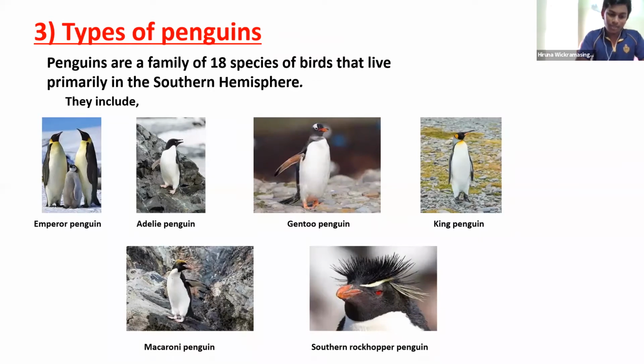The Gentoo penguin is a penguin species in the genus Pygoscelis. It is 30 inches in height and weighs about 12 pounds. On average, Gentoo penguins live to be 13 years old. The next one is the Adelie penguin. The Adelie penguin is a species of penguin common along the entire coast of the Antarctic continent, which is its only habitat. It weighs about 5 kilograms, and Adelie penguins have a life expectancy of 10 to 20 years.